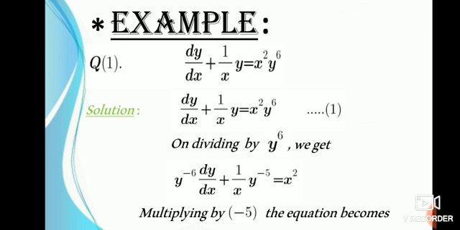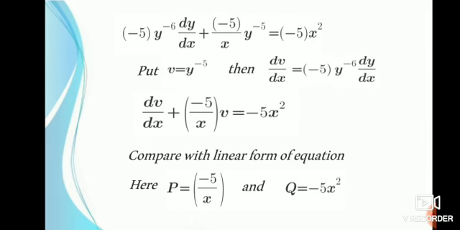dy by dx plus 1 by x into y equals x square into y raised to 6. This equation, dividing by y raised to 6, we get y raised to minus 6 dy by dx plus 1 by x into y raised to minus 5 equals x square. This equation, multiplying by minus 5, the equation becomes minus 5 y raised to minus 6 dy by dx plus minus 5 by x into y raised to minus 5 equals minus 5 into x square.